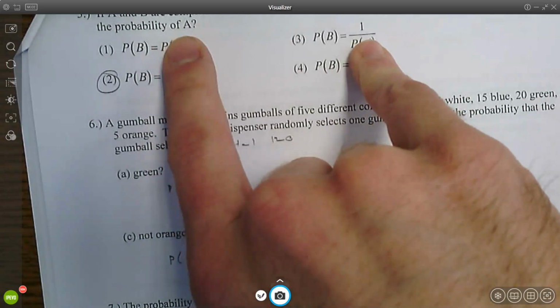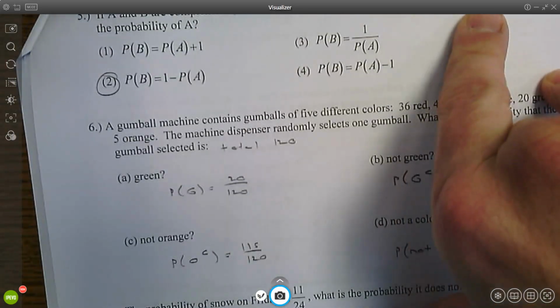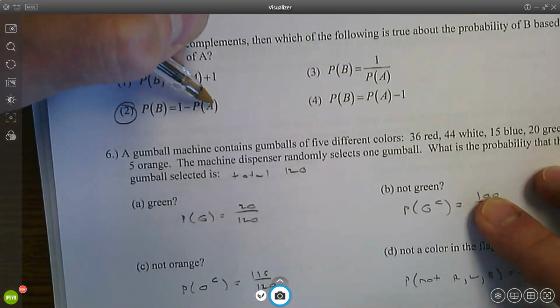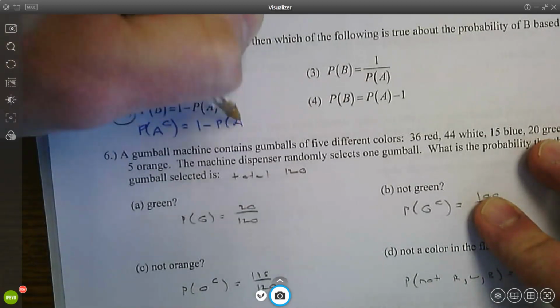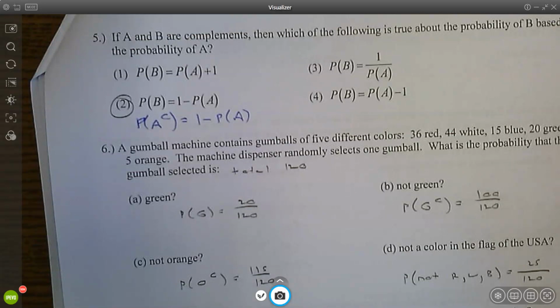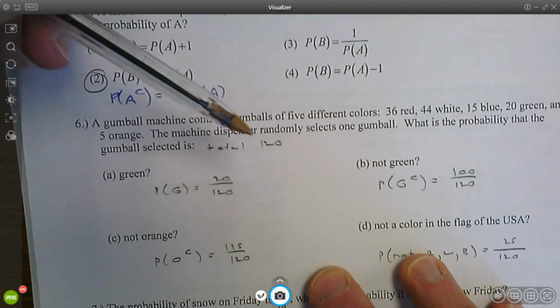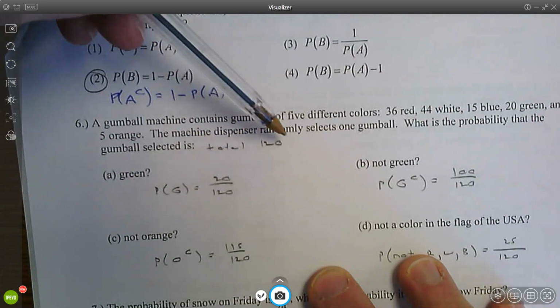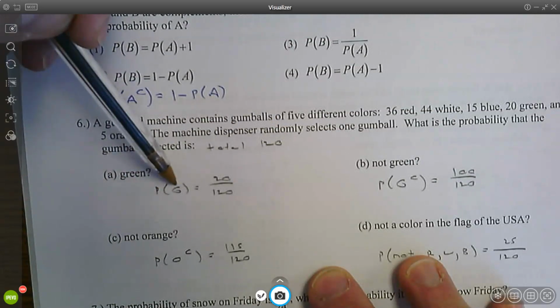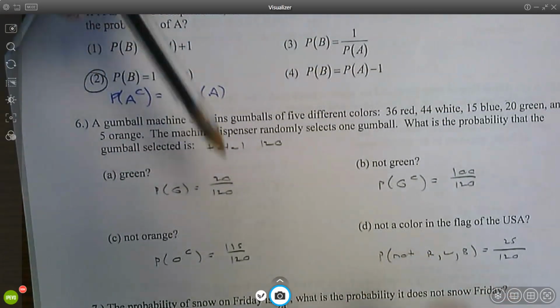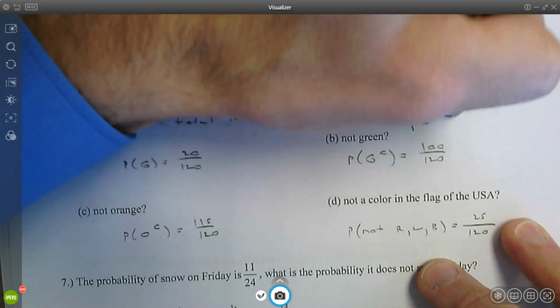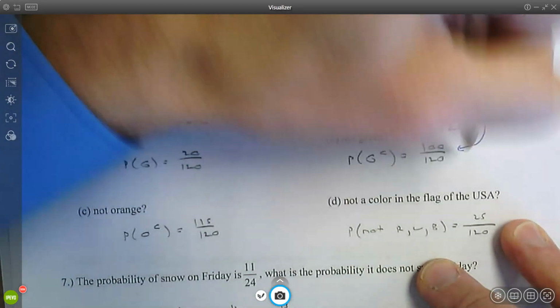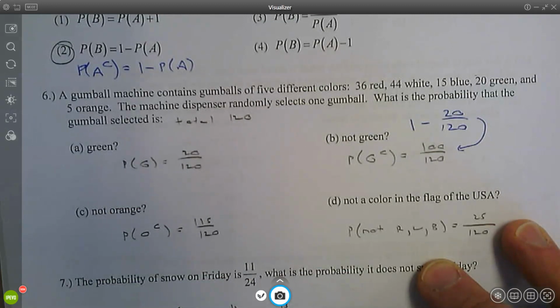A and B are complements. What's true about the probability of B based on the probability of A? It's just 1 minus the probability of A, the same as A complement. That's all that's happening there. In question 6, the numbering might be wrong, actually. This is question 11 on your page, whatever. You have to figure out how many total gumballs there are in the machine, 120. What's the probability of green? You have 20 divided by 120. Remember, you don't have to simplify these fractions. Not green is 1 minus 20 divided by 120, which is 100 divided by 120.